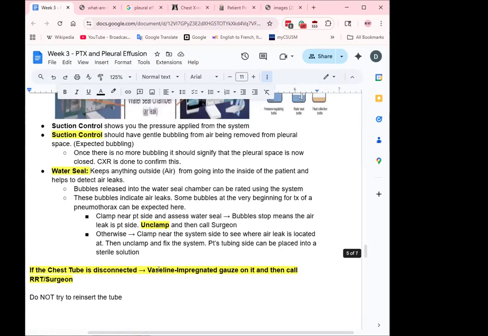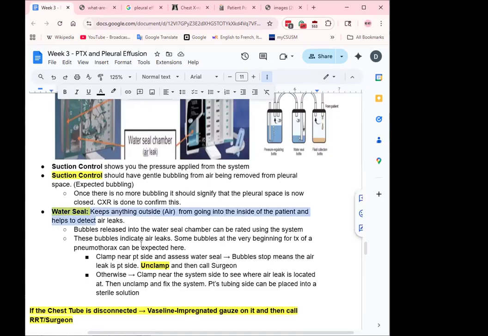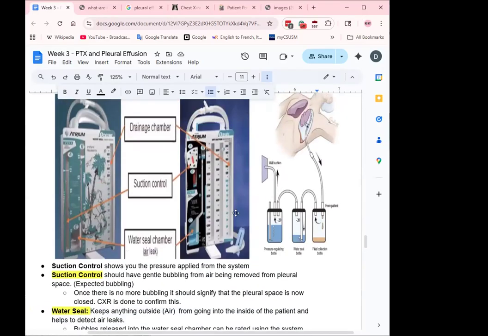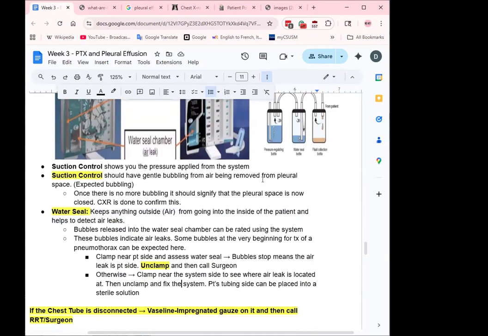But yeah, I would say your focus is on the understanding of the water seal, the understanding of what it means for the air bubbles, and then where do you go from there? You clamp, make the assessment: is this patient side or machine side? If it's patient side, you're going to unclamp and call the surgeon. If it's machine side, you're going to unclamp and just grab a new one, replace it. If for some reason you can't get another atrium, you're going to get a bottle of sterile water or normal saline and just dunk it in there.